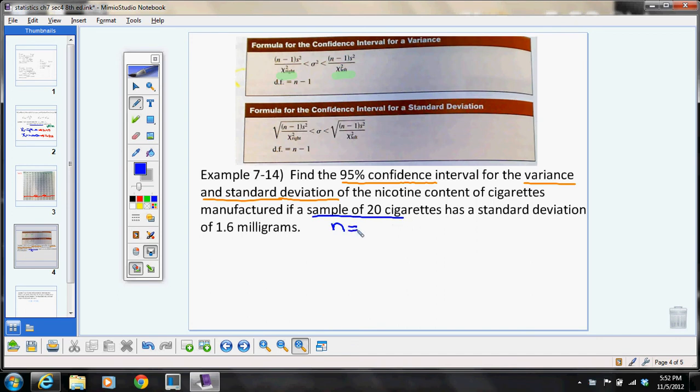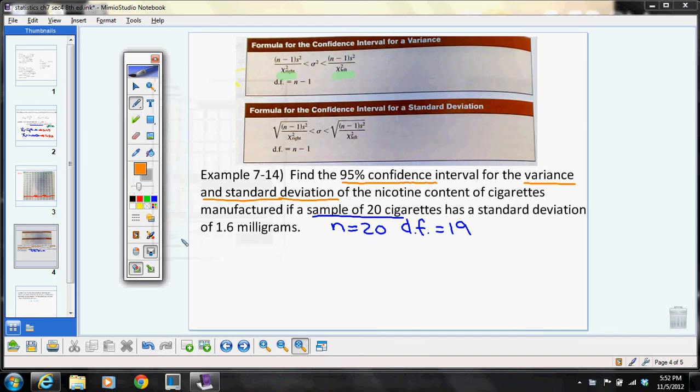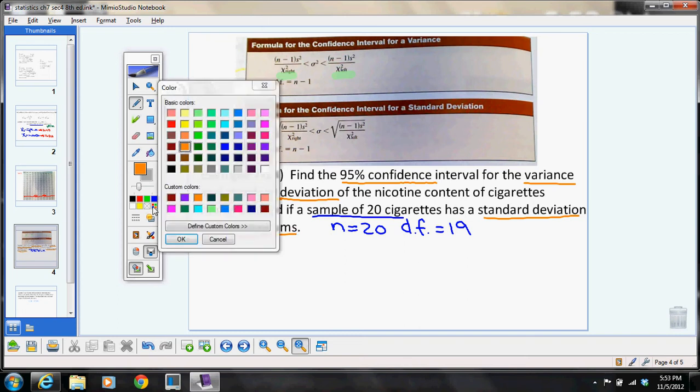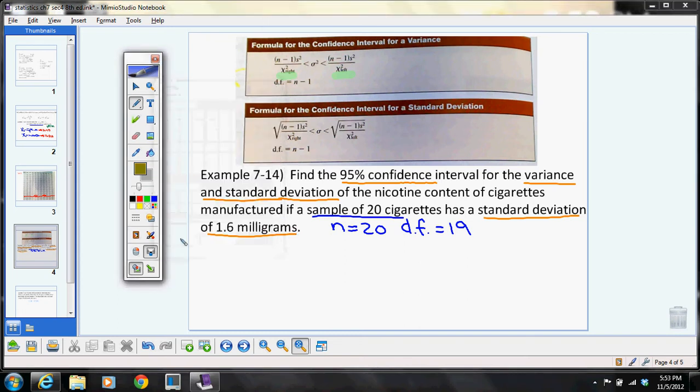N is equal to 20, which also tells us that the degrees of freedom is 19. You take one away, and we're going to need degrees of freedom 19 for our chart. We also need to know the standard deviation, which they gave us. The standard deviation is 1.6 milligrams. Now before we do anything else, we want to find chi-squared right and chi-squared left, because we need those in the formula up top, the ones that are highlighted.